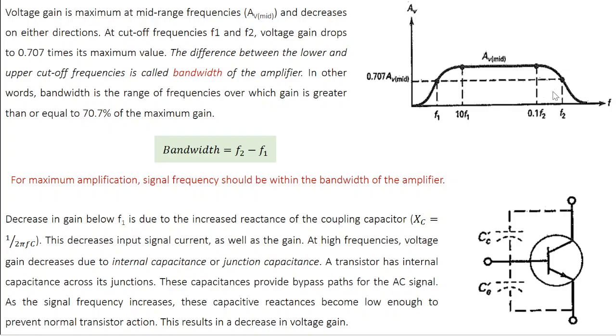So at very high frequency, if you look at the reactance formula here, when frequency increases, the reactance decreases. Right? So at high frequencies, the junction capacitive reactance becomes low enough to prevent normal transistor action. So you can visualize the capacitance as shown in this figure. At the emitter base junction, you have capacitance Ce prime, and at the base collector junction, you have another capacitance Cc prime.